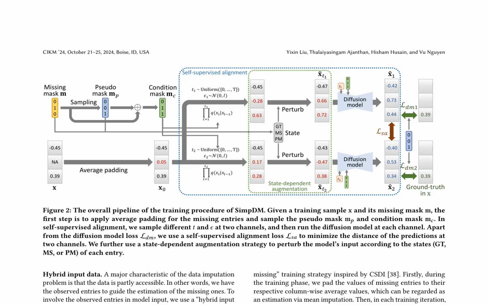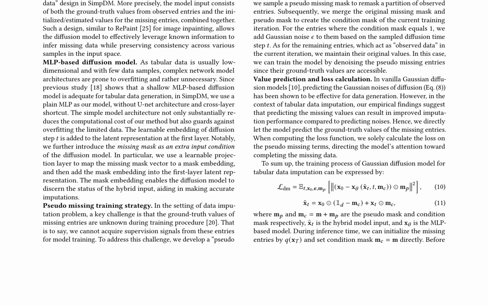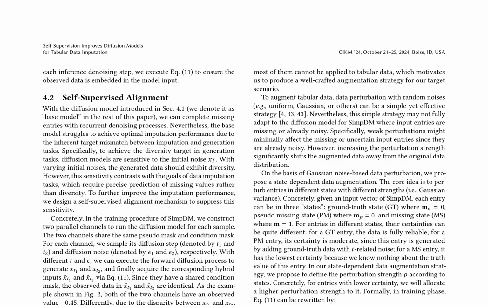The value prediction and loss calculation processes are discussed, where the model directly predicts the missing values and calculates the loss on pseudo-missing terms. The training process of the Gaussian diffusion model for tabular data imputation is expressed, focusing on the pseudo-missing terms to guide the model towards completing the missing data. The paper demonstrates the potential of diffusion models in tabular data imputation tasks, providing a comprehensive methodology for enhancing these models through self-supervision.